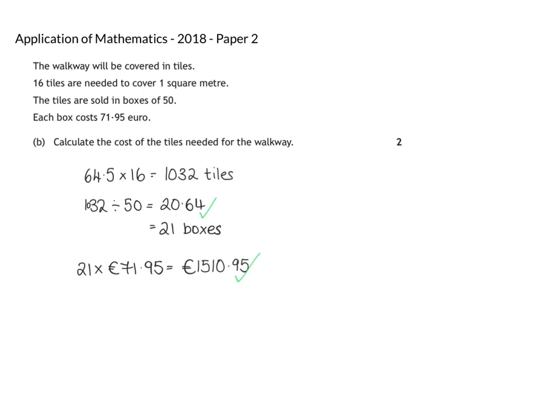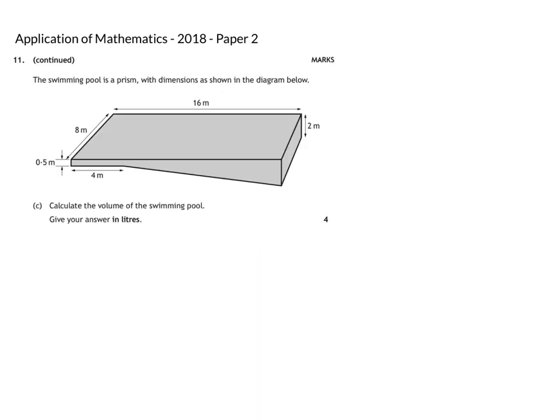Right, so on to part C. Okay, so we have to now calculate the volume of the swimming pool. It is a prism with the dimensions shown in the diagram there, and we have to give our answers in litres. So we know for a prism, volume is area times height. So we can do this two different ways. We can split it up.